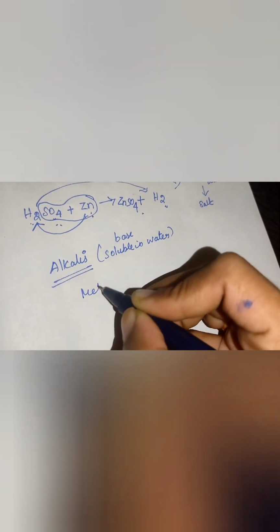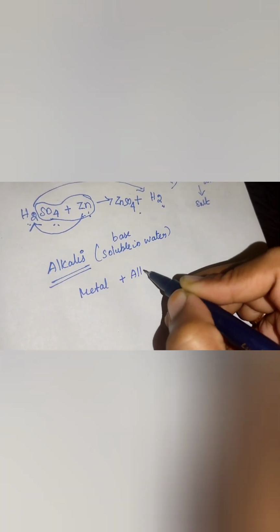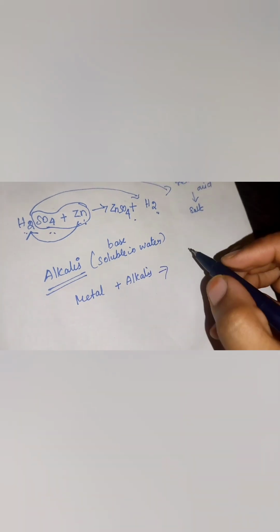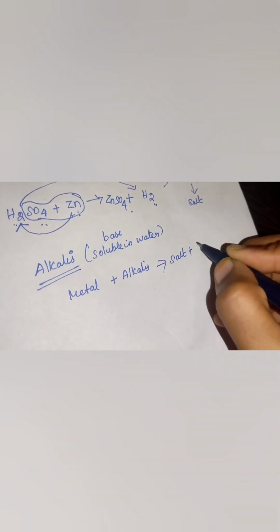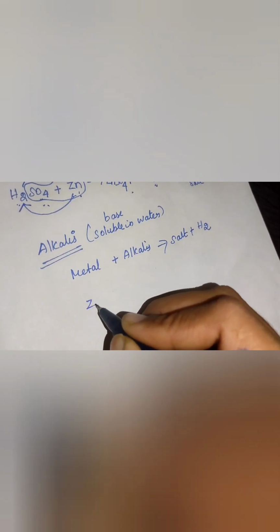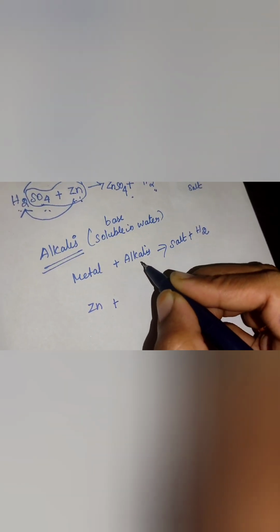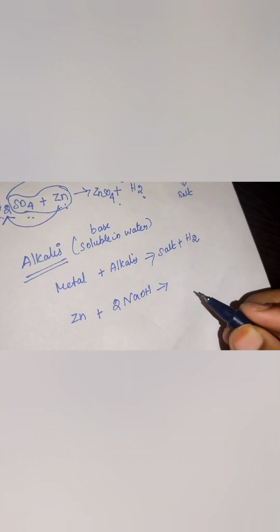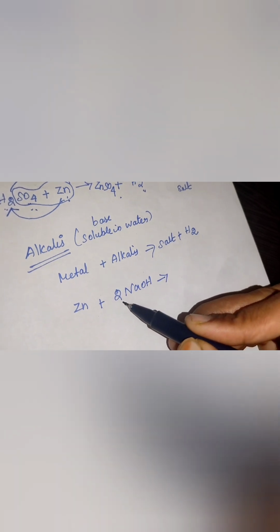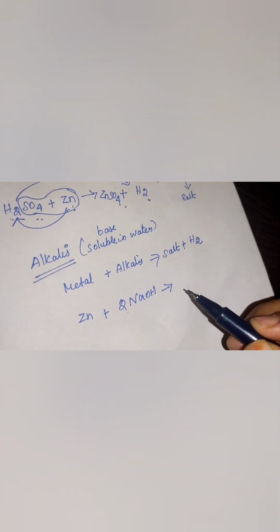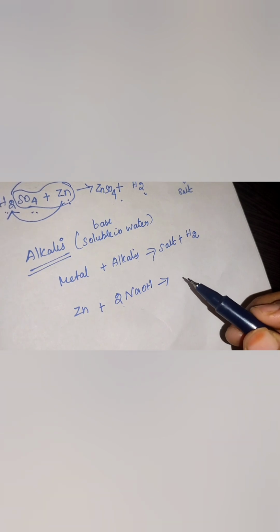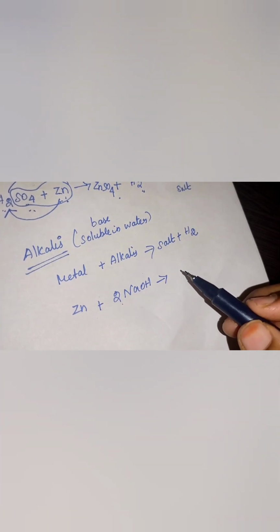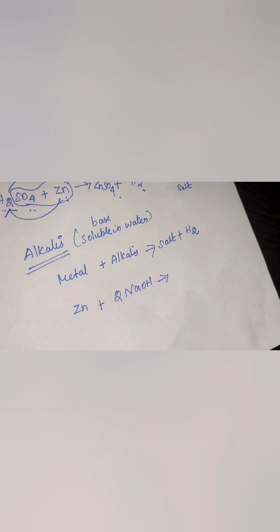So the metal reacts with the alkali, and the salt and hydrogen gas are produced. Example: the metal is the same zinc metal, and the alkali, a water-soluble base, is sodium hydroxide. Why am I putting 2 here? To balance the equation. If you have any doubt about balancing equations, see my other videos. I gave how to balance equations in those videos. I will give the link in the description box.